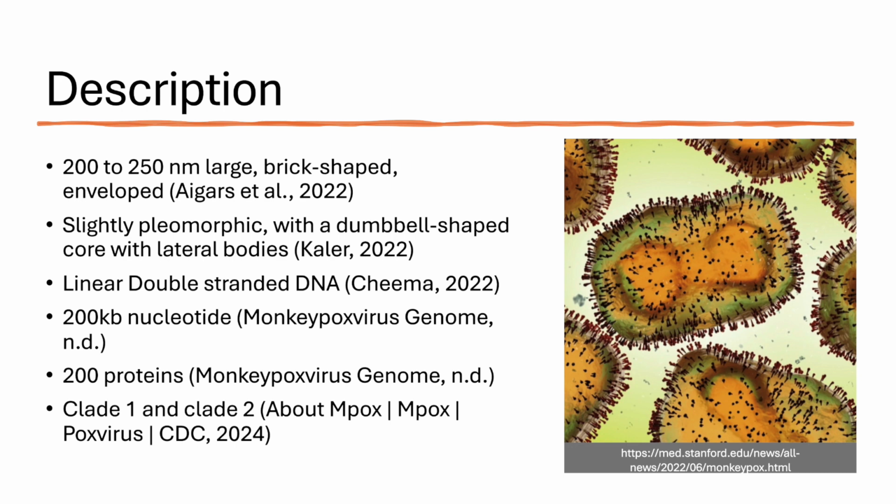There are two clades of this virus. The first is the Central African Congo Basin clade, which is native to Central Africa and is known to be a more severe illness with more deaths. The survival rate is only 90% according to the CDC. The second clade is the West African clade and is known for the global outbreak that began in 2022. It is less severe and has a 99.9% survival rate according to the CDC.